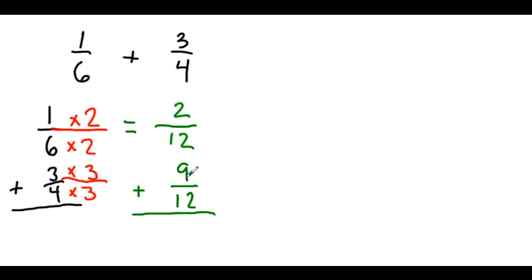2 plus 9 equals 11. And that's over 12 because the denominator doesn't change when we add and subtract with like denominators. Lastly, I check to see if I can simplify. 11 and 12 share exactly one factor greater than 1, and that's 1. So it's already in simplest form.